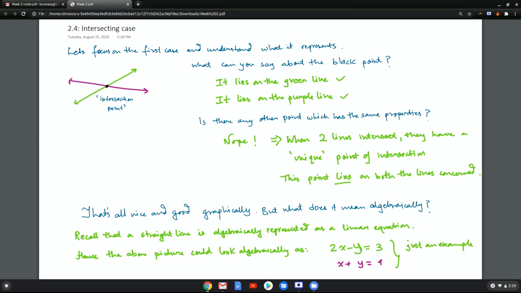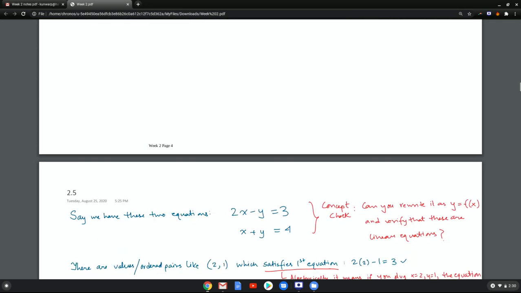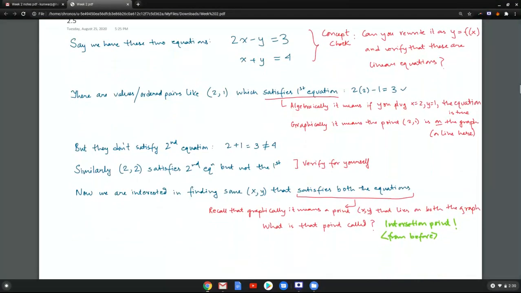That's all nice and good graphically. What does it mean algebraically? Now recall, when you think of a straight line in geometry, in algebra, it's a linear equation. So let's say I have two linear equations, 2x minus y equals 3 and x plus y equals 4. This is just an example. It's not a representation of the picture drawn here. Okay. A small concept check here. Can you rewrite these linear equations as y equals f of x and verify that they are linear?